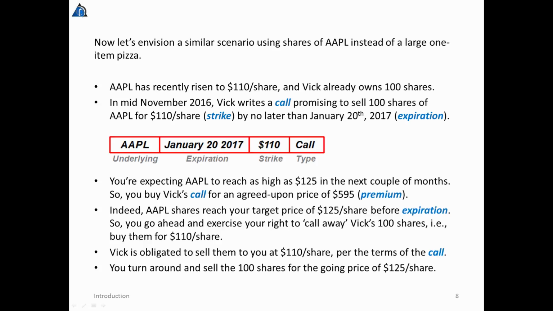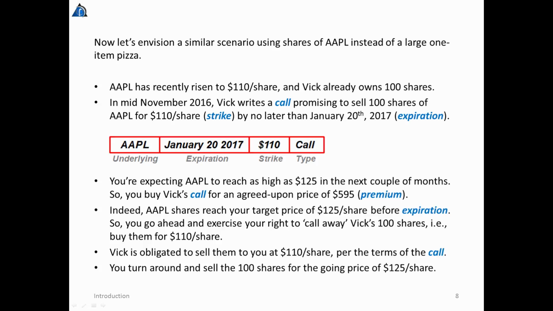Now let's condense all that information, all the terms of the call contract, into a single line. The underlying is obviously Apple. The expiration date of the contract is January 20th, 2017. And the advertised price is $110 per share. That's the strike price. Obviously, the contract is a call.